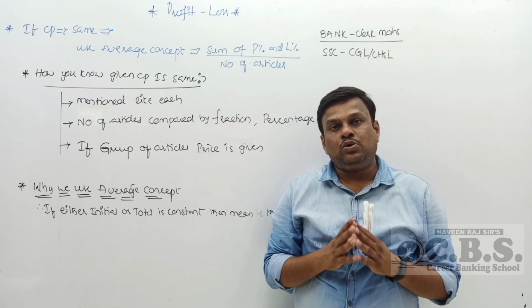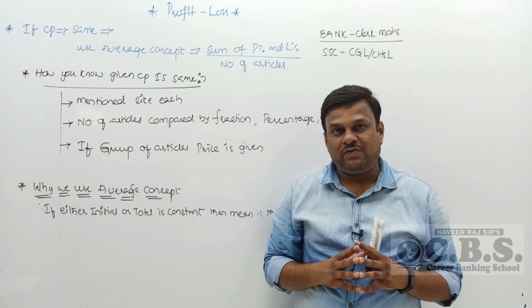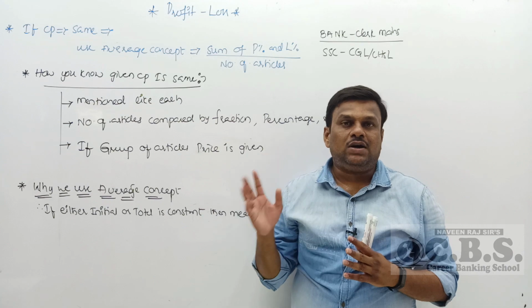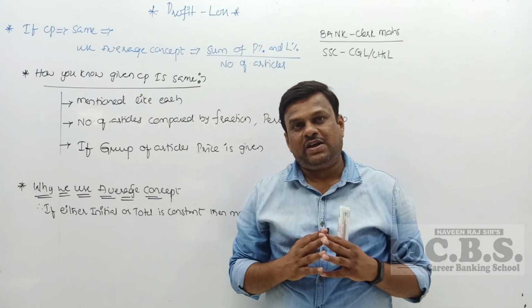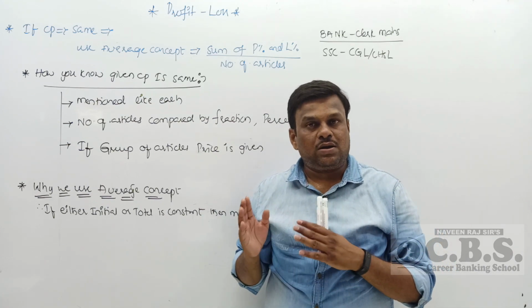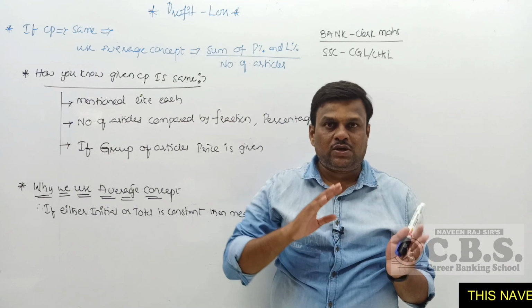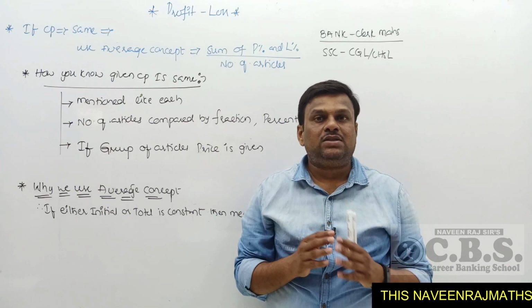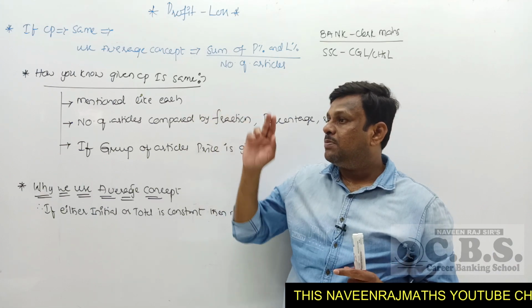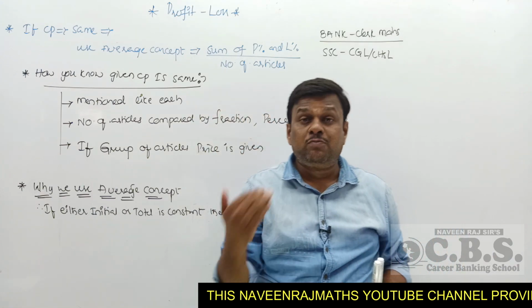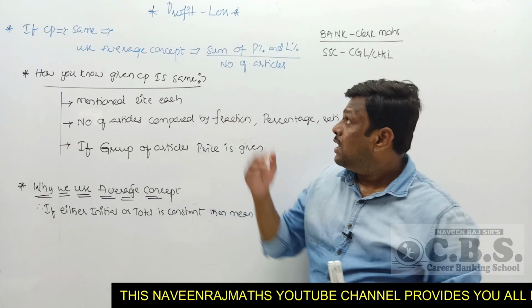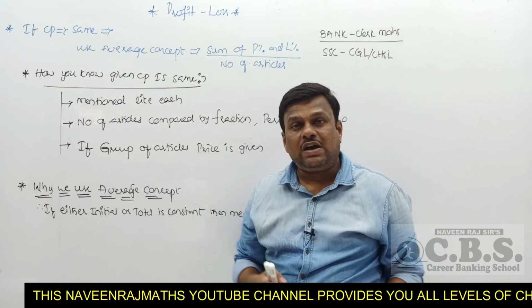In this video, I am going to teach you a very important model of profit and loss. The model name is "cost price is same". If the cost price is same, the net overall loss or profit percentage, whatever you are asked in the question, depends on their quantifiers. Therefore, overall profit or loss percentage is equal to the sum of profit and loss percentages divided by the number of articles. Why do we use the average concept?